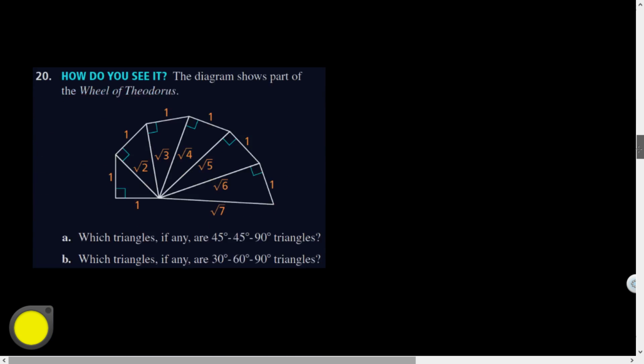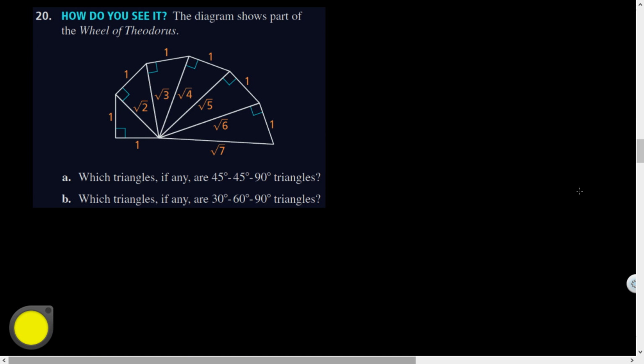Oh, look at this. Would you look at it? This is called the Wheel of Theodorus. I didn't know that, but now I do, and we're all a little bit smarter for it. The diagram shows part of the Wheel of Theodorus. Which triangles, if any, are 45-45-90 triangles? This one, right? I think I agree, because it's got to have the same length legs and a 90 degree angle. So yeah, the first one.